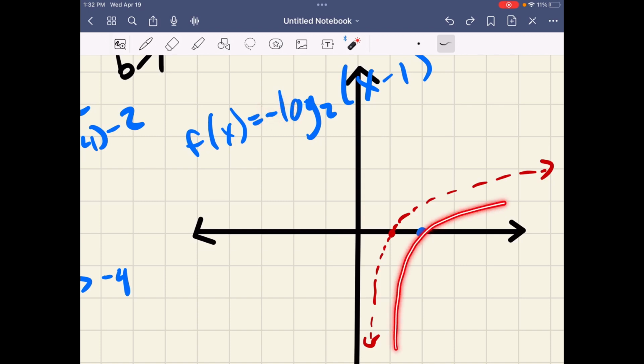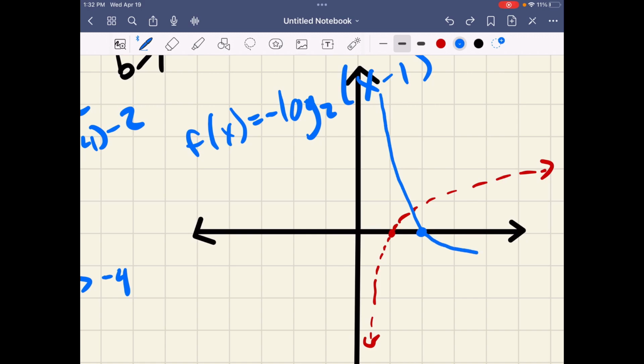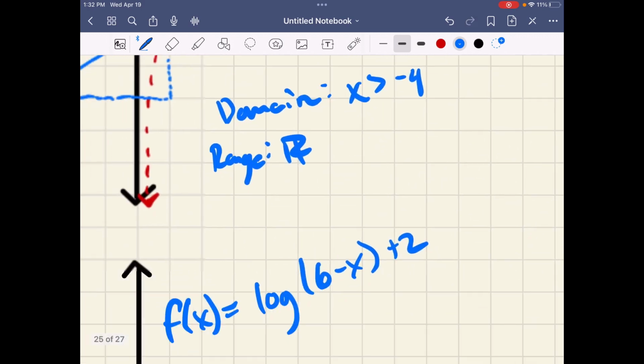So instead of being a curve that looks like that, it's going to curve down like that because I've just folded it across the x-axis. All right, let's go look at the next one.